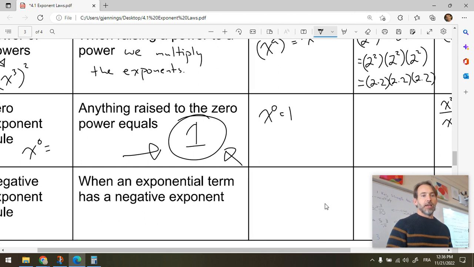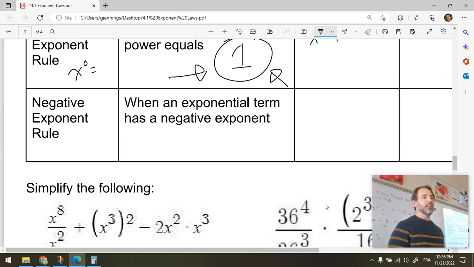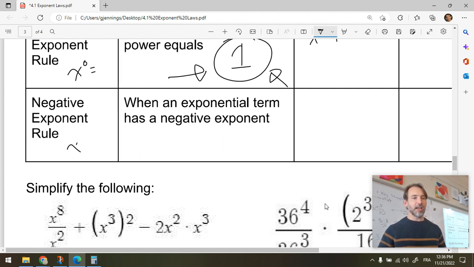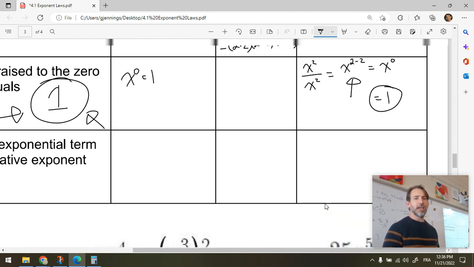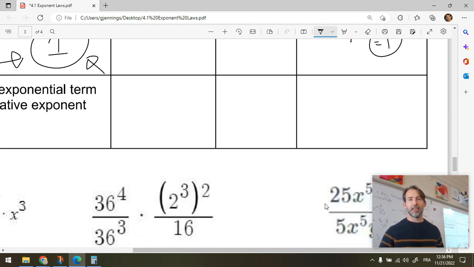Okay. And then we saw some examples of negative exponents before. Let's take a look at negative exponents. Like if I have x to the negative a, where a is some number and I'm raising x to a negative exponent. When an exponential term has a negative exponent, let's try and figure out the rule here. Let's create a negative exponent with something like 2 to the 2 divided by 2 to the 3. Cade, what's 2 to the 2?